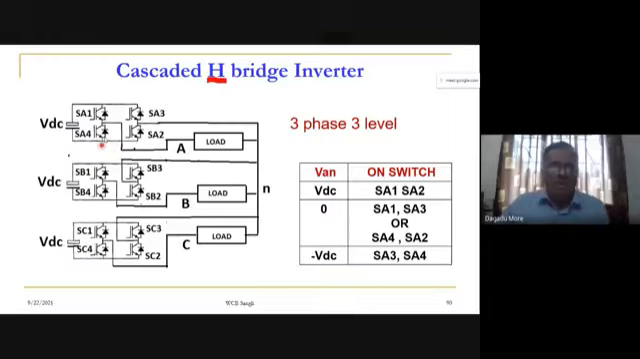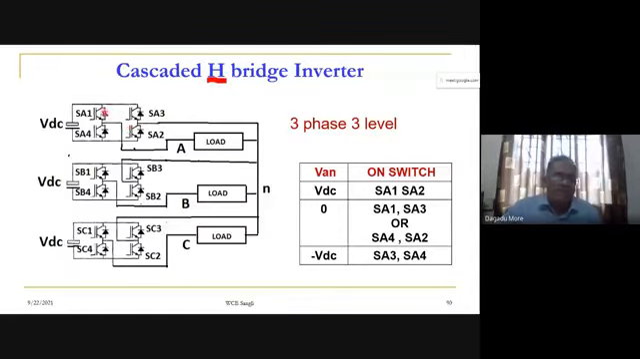These four devices we can call an H bridge, a single phase bridge inverter. Here we have one power supply for each H bridge. That is a drawback of this, which you can call the cascaded H bridge inverter. Basically, we require a separate power supply for each H bridge.